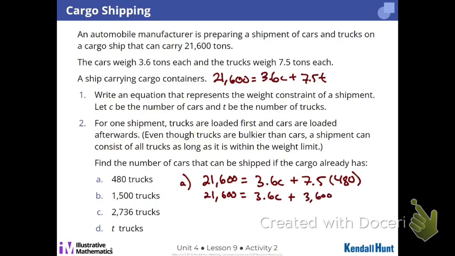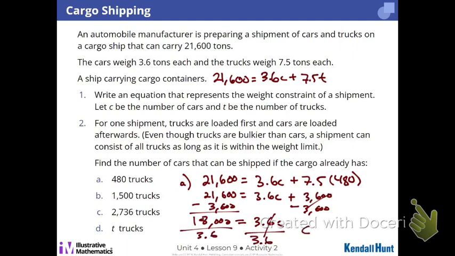And then from here, I saw them multiply the 7.5 times 480 to get 21,600 equals 3.6C plus, what is that? 480 times 7.5. 3,600. Okay. So this makes sense in context, right? Total weight is equal to 3.6 per car plus 3,600 tons in trucks. So if I take the 3,600 tons in trucks away, that leaves me with 18,000 that I can put 3.6 ton cars into. So if I divide that, how many cars do we get?